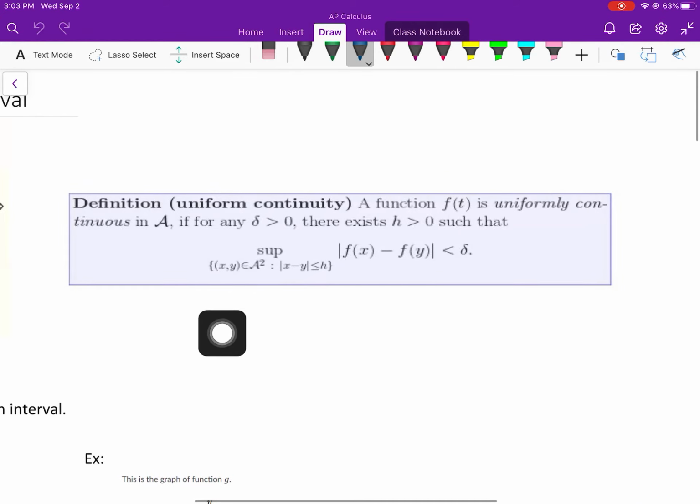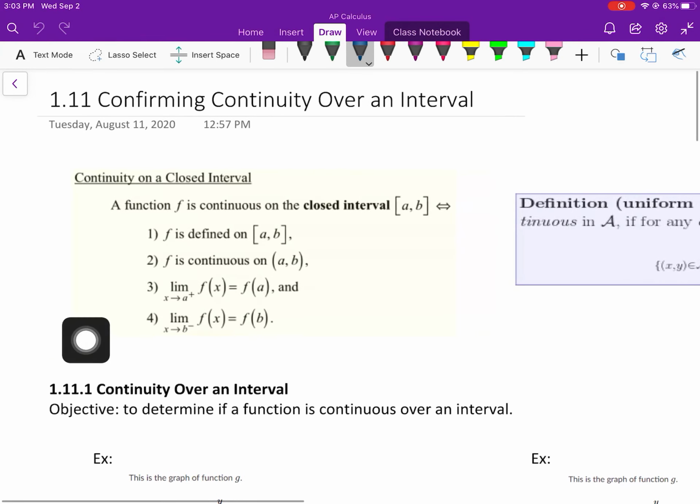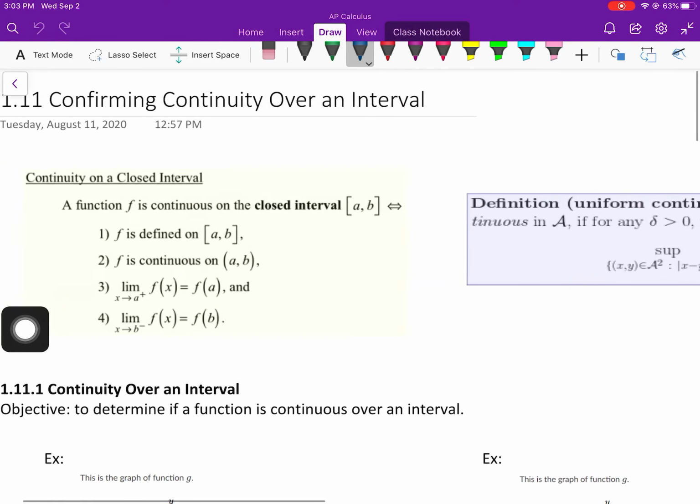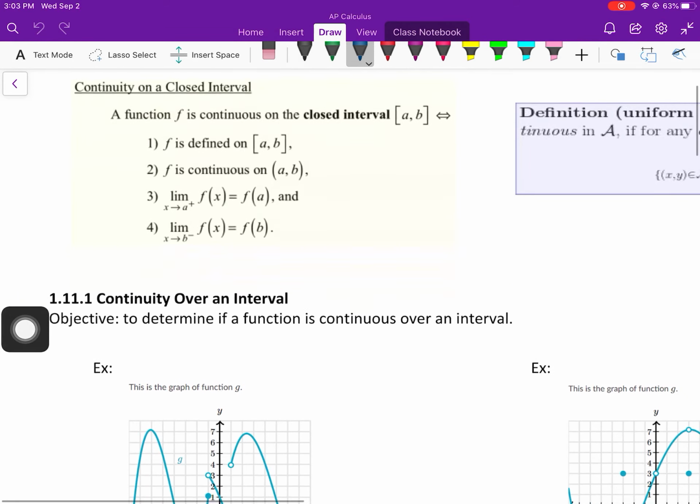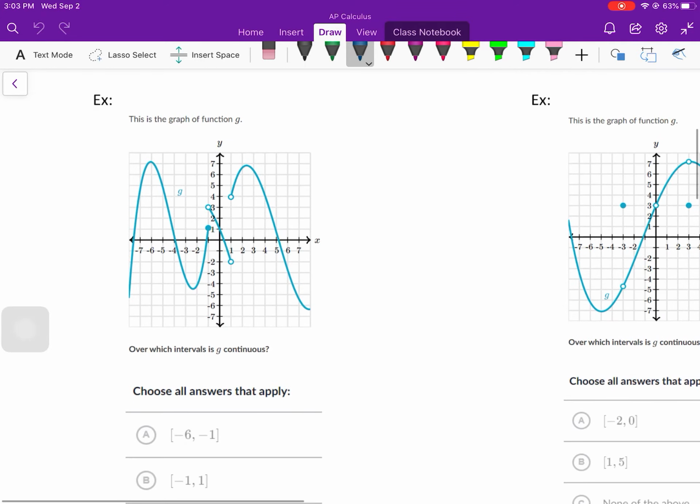I also included this definition just because I wanted to be evil, and this is more what you'll see in college if you take an analysis class. This is technically what the definition of continuity really is, but we're not going to think about that one. Let's just focus on the basics. What we've been doing so far is basic and easy compared to that, and it really means the same thing. Let's take a look at this one though.